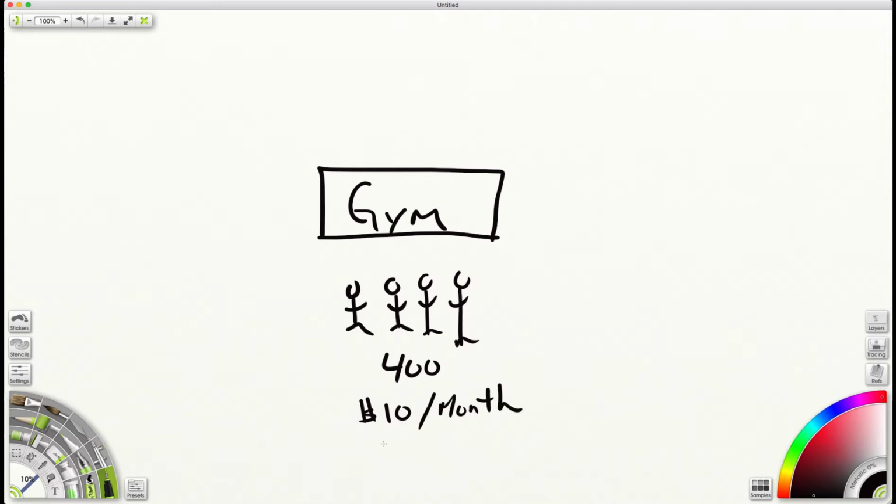So some simple math would basically say that they're making $4,000 in membership fees, right? That doesn't include maybe some other stuff that they're selling, like personal training, or group classes that they pay for separately, and all the other stuff. This is just a really simple example.